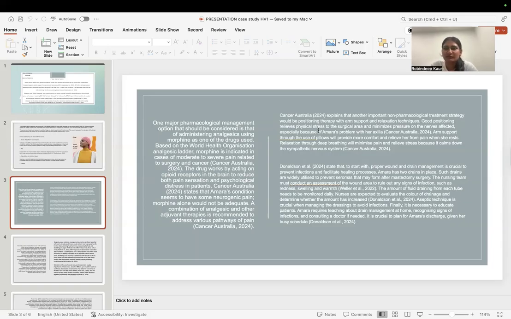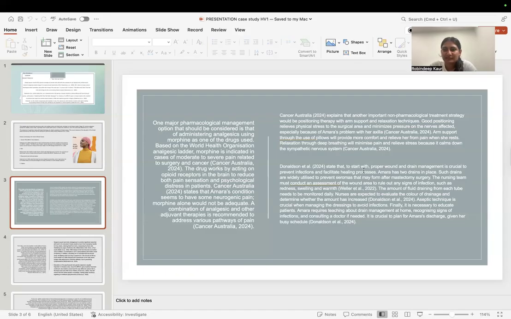Non-pharmacological treatment after surgery would be repositioning therapy with arm support and relaxation techniques. Good positioning relieves physical distress after the surgery and minimizes the pressure on the affected nerves, especially because of Amara's problem with her axilla. Arm support through the use of a pillow will provide more comfort and relieve her from pain when she rests. Relaxation through deep breathing will minimize the pain and relieve stress because it calms down the sympathetic nervous system.